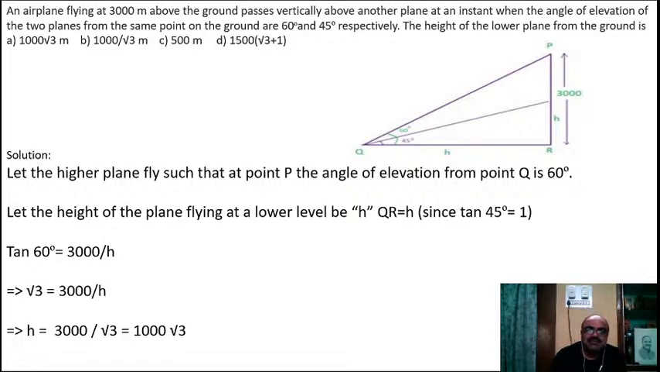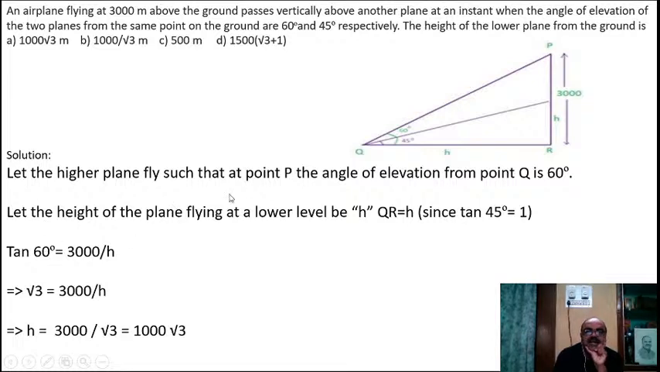Let the height of the plane which is flying, let's take it at a point called P, with the angle of elevation 60 degrees. The full is 60. Friends, RQP is 60. Please be clear. Whereas RQ, if I say M, RQM will be 45 degrees. And this is H.